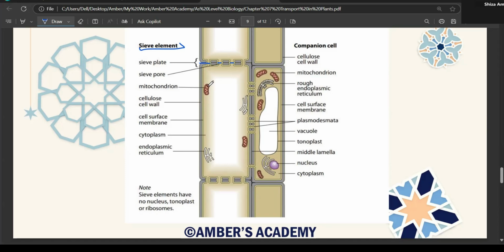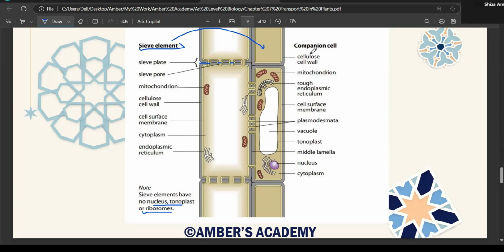Then you can locate a mitochondria. You can locate cell surface membrane. You can locate cellulose cell wall. Internally, it is bounded with cell surface membrane. Then we can easily locate cytoplasm and ER. So we mentioned in the previous slide as well that sieve element lacks a nucleus, it lacks tonoplast, and it lacks ribosomes.